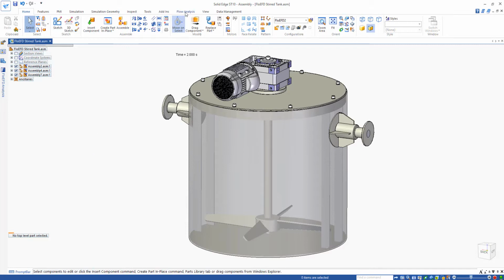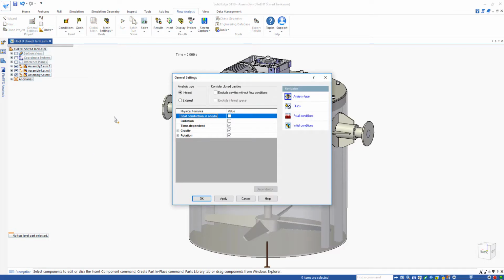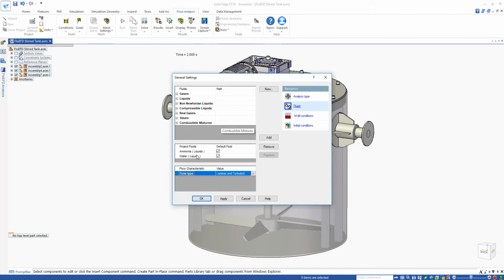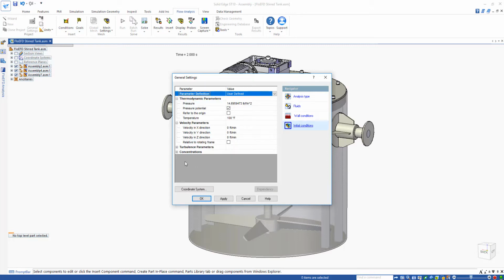So first of all, let's go over to our flow analysis tab and have a look at some of the general settings. We can see straight away this is going to be a time dependent or transient analysis, so we're going to be simulating over 2 seconds of transient. We've got gravitational effects turned on. We also have rotation with the sliding mesh turned on, so we're going to be using the moving mesh capability of FloEFD. If we look at the fluids, we can see that we're mixing water and ammonia together. And under the initial conditions, we can see that at time 0 it's going to be 100% ammonia in the tank as the starting fluid.